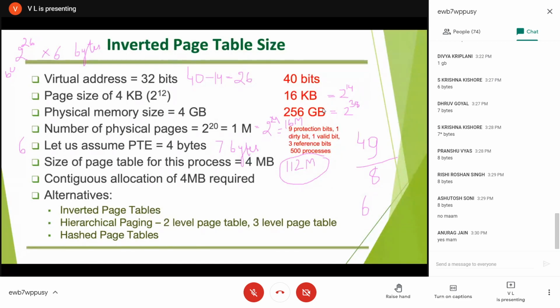I need to keep the physical page, that's 24. 24 plus 9, that is 33, 34, 35, 35 plus 3, 38. Only 38 bits I need to store in page table. I'm talking about page table, not inverted page table. So we get how much?